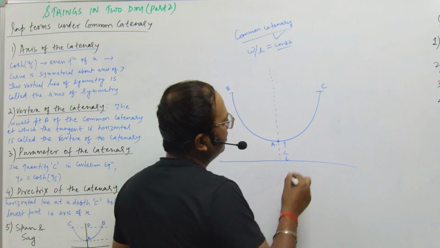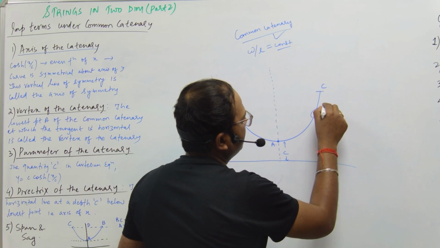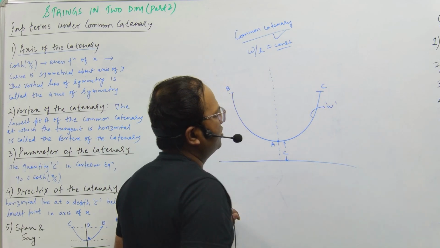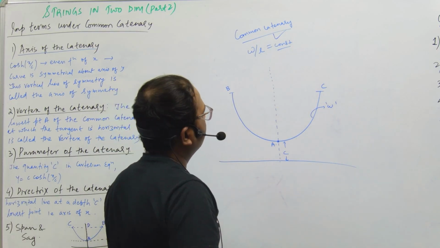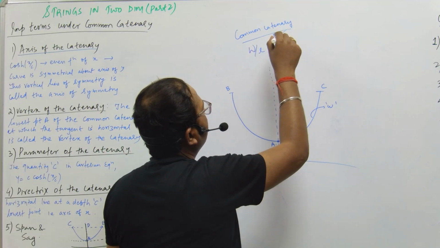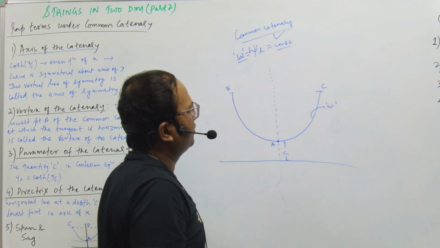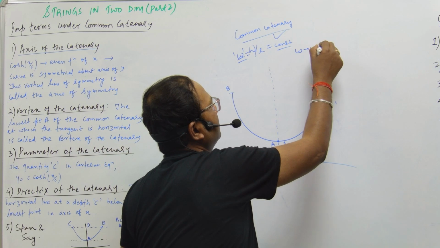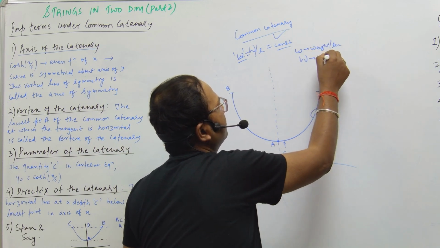The weight per unit length of this string is small w. In the case of a common catenary, this small w is constant. So small w is weight per unit length, and capital W is the weight of the string.